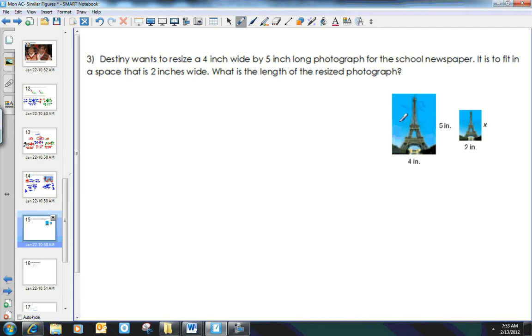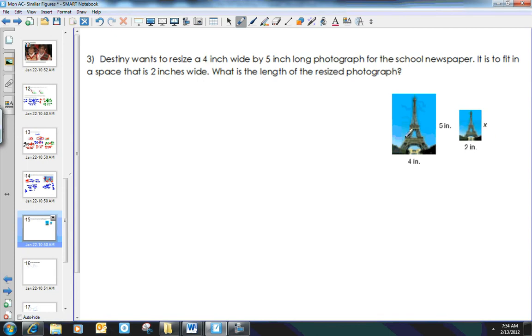One trick that you might do if you have 2 items, and in here Destiny wants to resize a 4-inch wide by 5-inch long photo for the school newspaper. It has to fit in a space that's 2 inches wide. How tall is that picture going to be? So one thing you can do if you have similar figures set up right here like this, right next to each other in the same orientation, and what I mean is they're both with the long side going up and down. If they were one with the long side going left and right, the method I'm about to show you does not work. They have to be in the same orientation with the long side up and down. They have to be looking exactly the same.